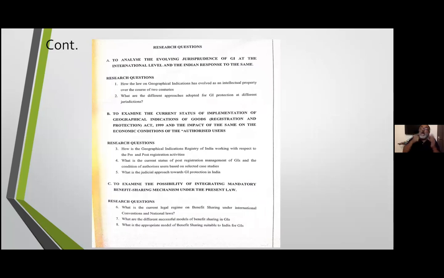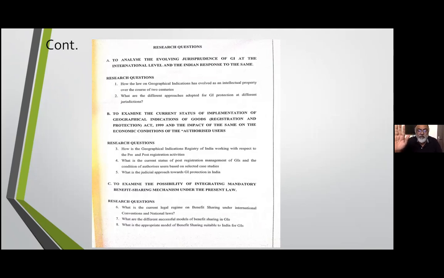So what are the research questions the researcher has framed here? How does the GI registry work pre and post registration? Let's say the Kanchipuram sari is out there. Before giving the GI tag to Kanchipuram saris, what was the working of the GI registry, and what is its working process after registration? So, pre- and post-registration activities. Next, what is the current status?